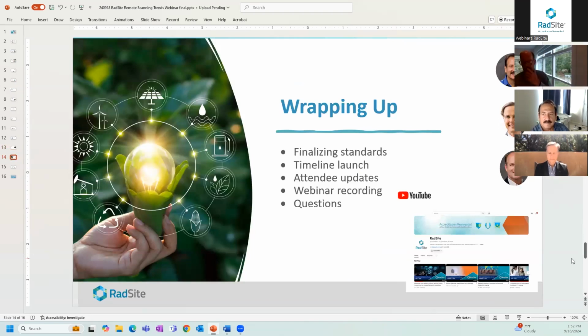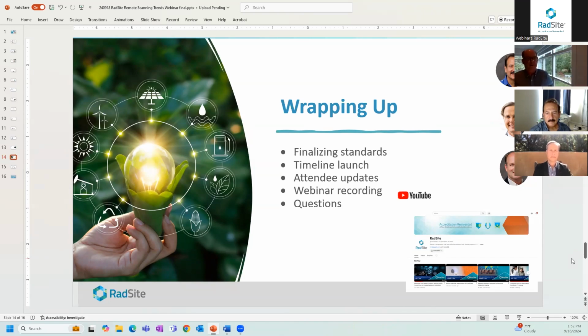So real quickly, the RadSite standards committee approved the draft remote scanning standards in late July, early August, and then the board approved it in August. So we're now working with CMS, and we'll be reaching out to some other stakeholders to provide feedback. To be honest with you, we're 4 or 5 months behind schedule. That's because it's just important to get this right. It's too important. So we continue tweaking. I'm sure we'll have some feedback.